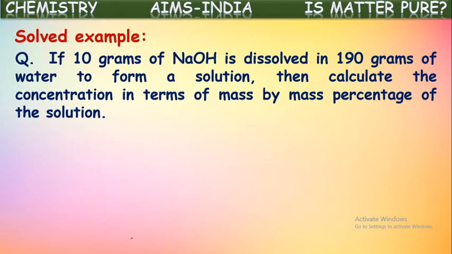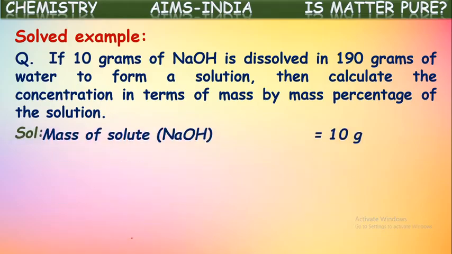So if you're able to understand the data given, then we can easily find the mass by mass percentage of the solution. Okay, let us try to solve this. First, see the mass of the solute, that is the mass of sodium hydroxide. Why is sodium hydroxide the solute here?